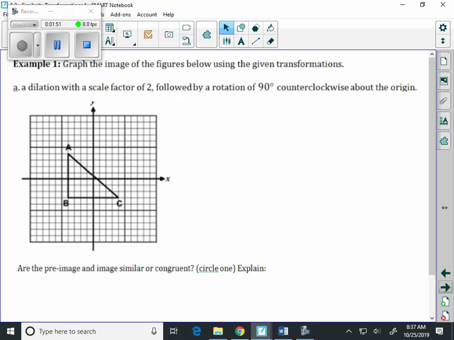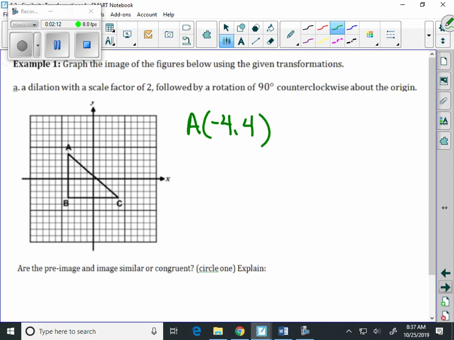It says, graph the image of the figures below using the given transformations. And remember, we go in order. So the first one says a dilation with the scale factor of 2. So if we take a closer look here, our A has an ordered pair of negative 4, 4. Our point B has negative 4, negative 3. And C has 4, negative 3 for our ordered pairs.